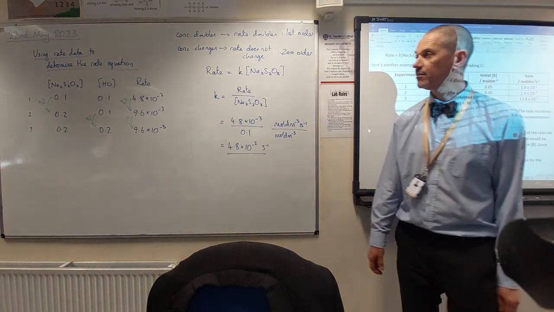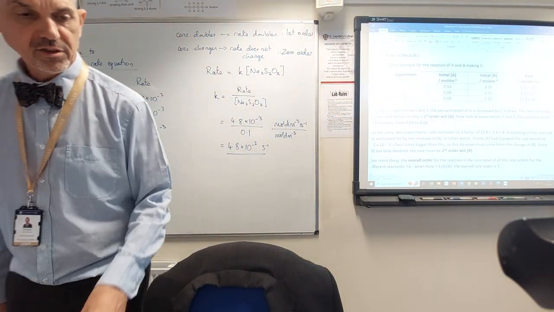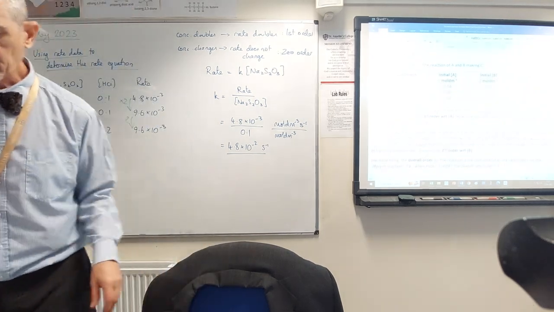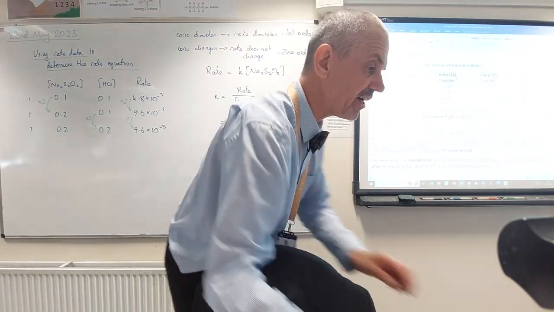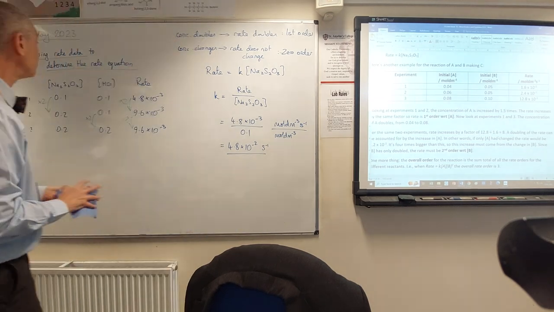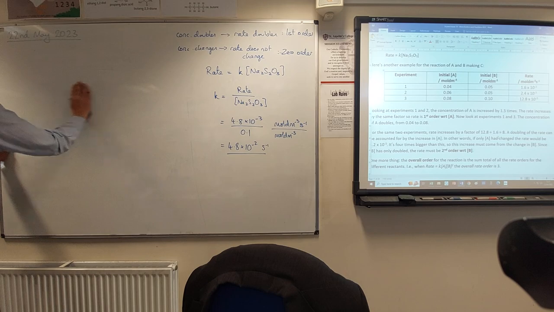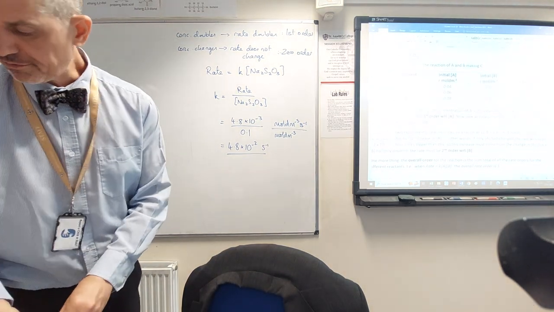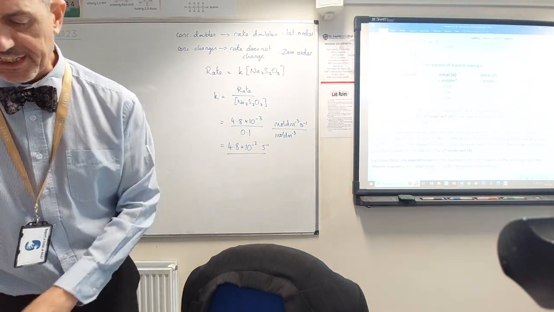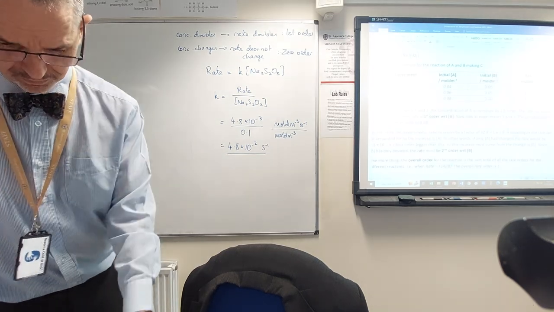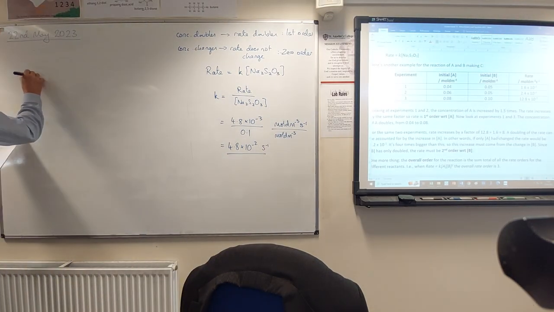For the second example on the page there. And I know that it's all written out obviously in the text, but I'm going to go through it with you. So this time we've got A, B, and C because that makes it easier.